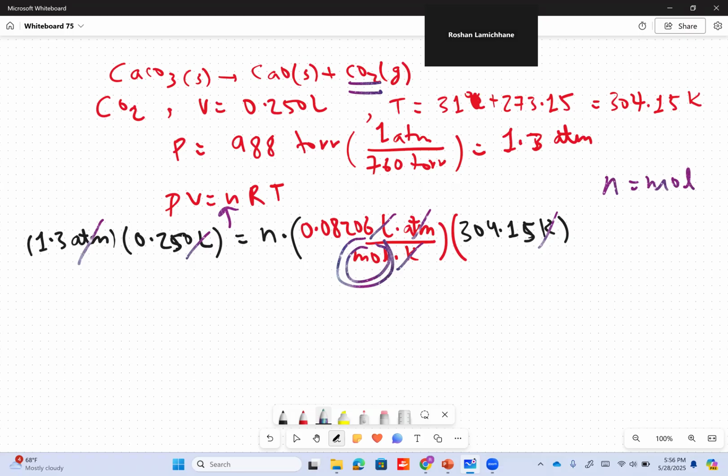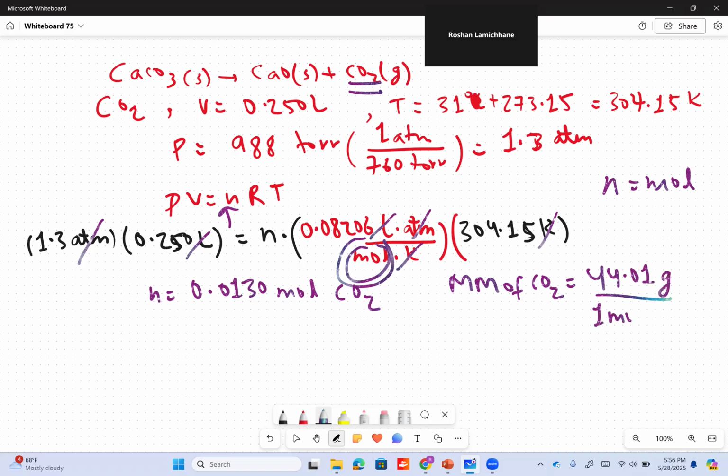Now, if you solve for n, you'll end up with 0.0130 mole of carbon dioxide. All right, my molar mass, which I'm going to start using this short form for, molar mass of carbon dioxide. You add up the atomic weight of carbon and two oxygen atoms. You end up with 44.01 gram of carbon dioxide in 1 mole of carbon dioxide gas. Now guess what? I can combine these two, this and this, to figure out the mass of carbon dioxide.